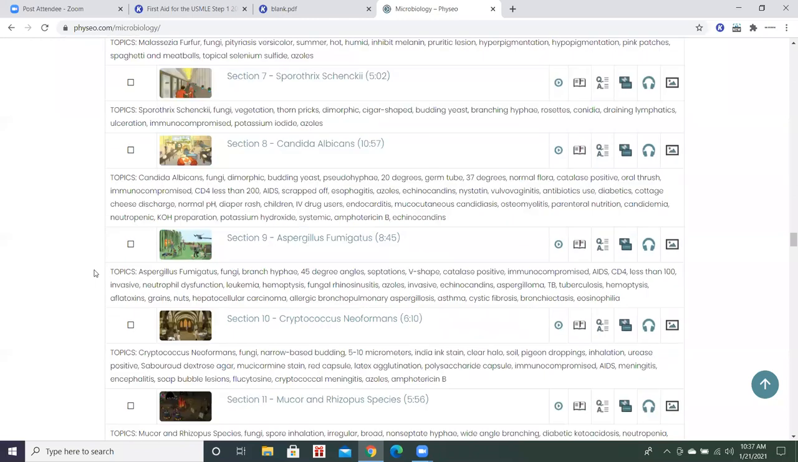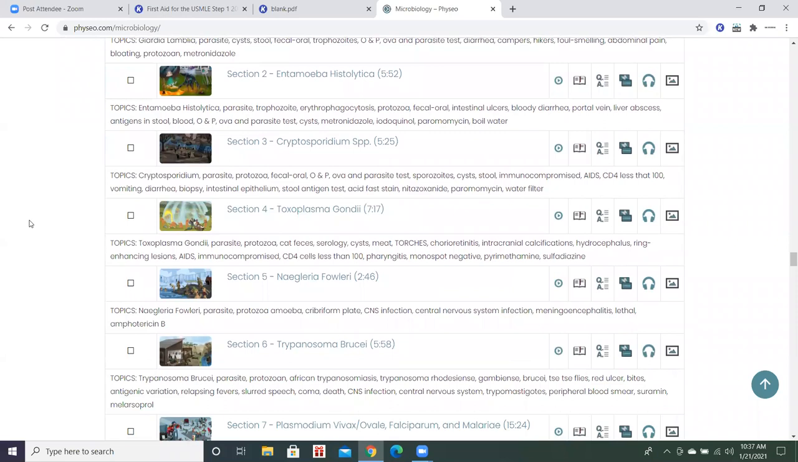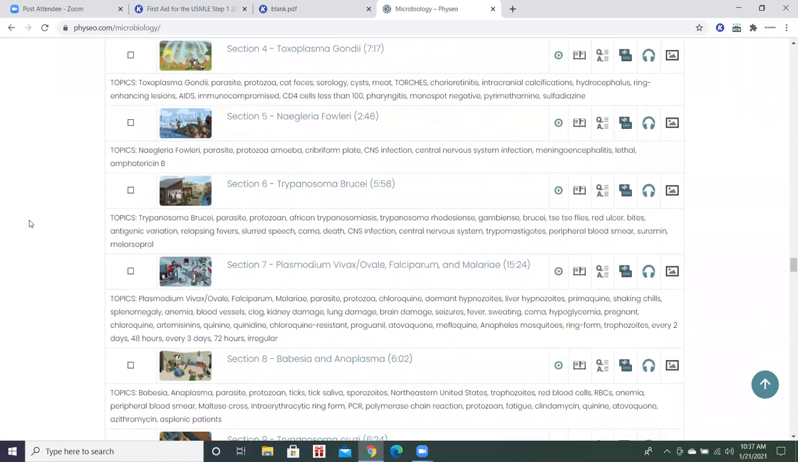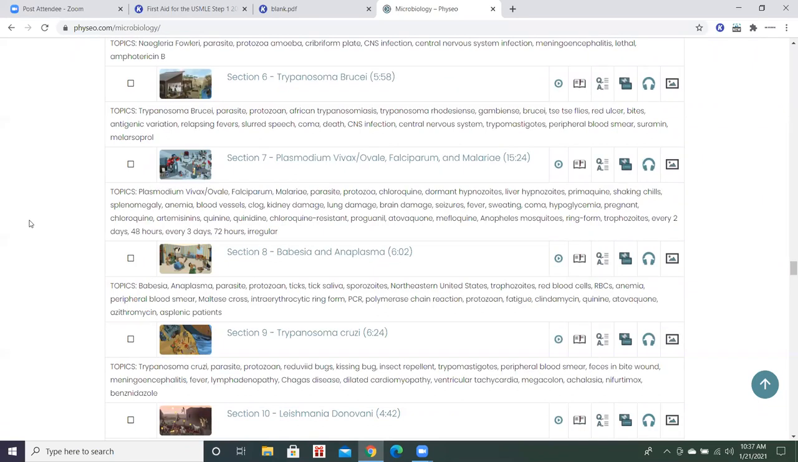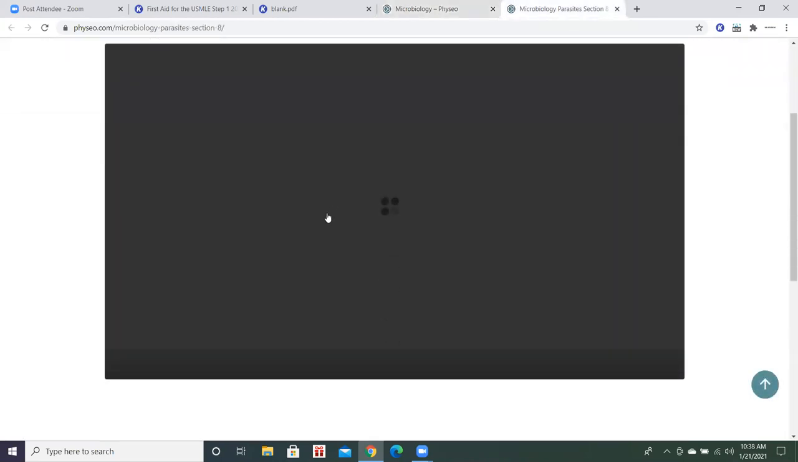Do you guys realize how a lot of students have the tendency of using Sketchy for microbiology, the picture mnemonics, how Physio has picture mnemonics, yes or no? Do you realize that you do not need to use picture mnemonics for all the organisms? Because if you use picture mnemonics for all the organisms, you will get confused very easily. But we will use picture mnemonics for some organisms, for example Babesia, because it's a very uncommon organism and we want to make sure that we remember everything.